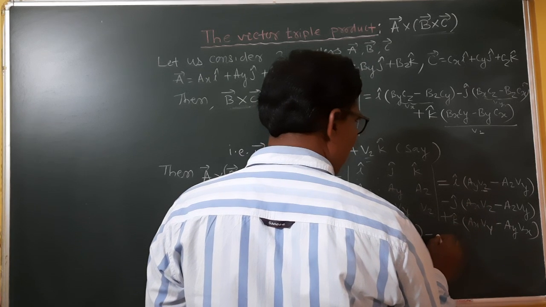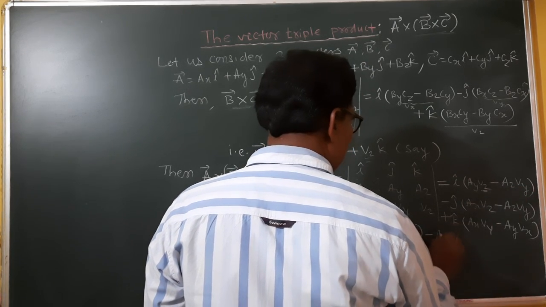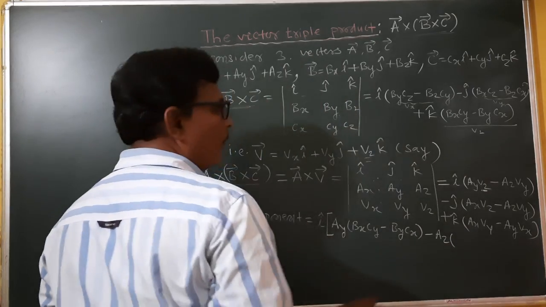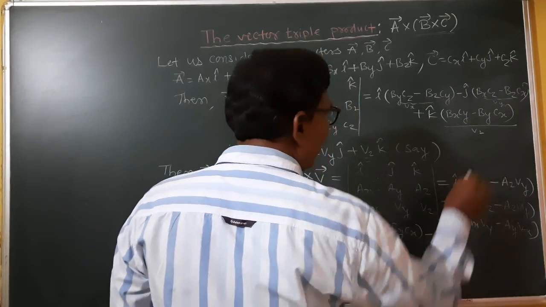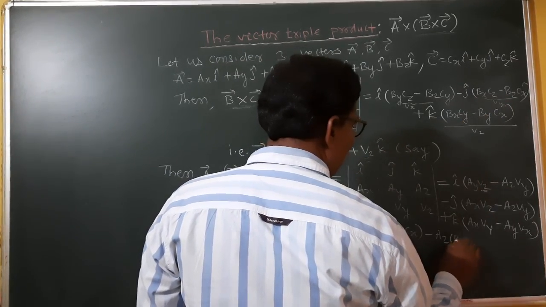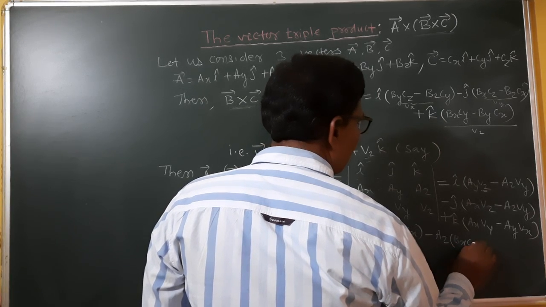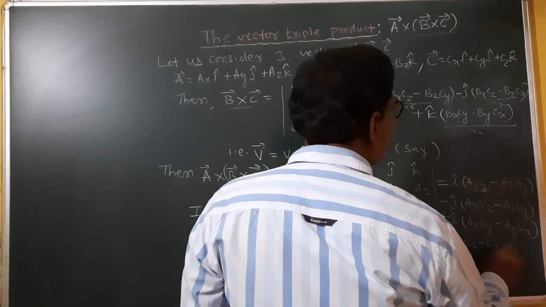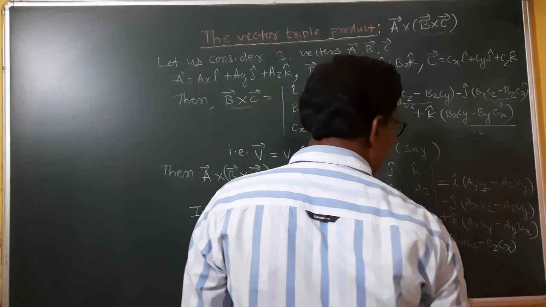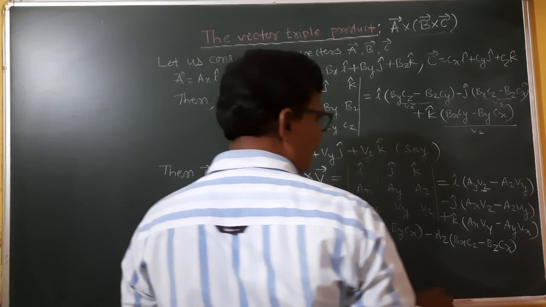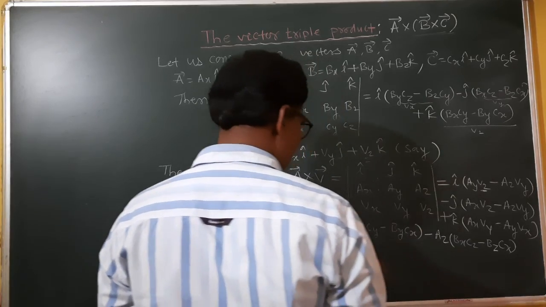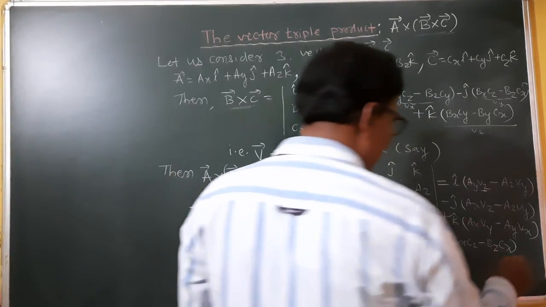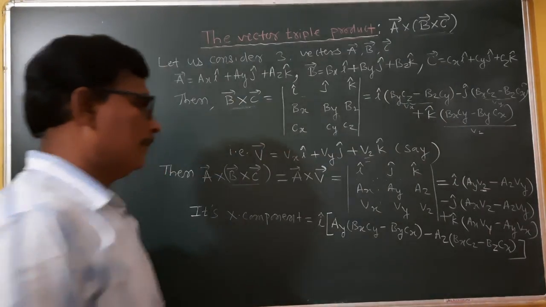And then another is what we have, that is Az as it is. Then in the bracket, the Vy component. What is the Vy component? Bx Cz minus Bz Cx. Then these are the terms, the 4 terms that we have to consider here.